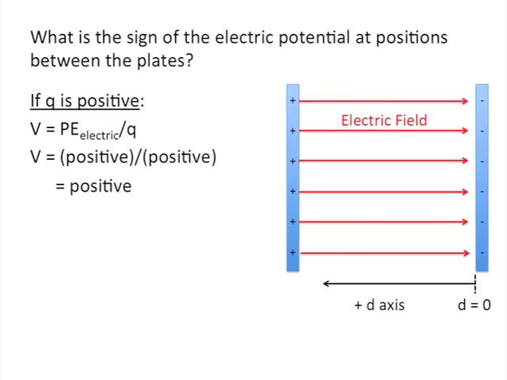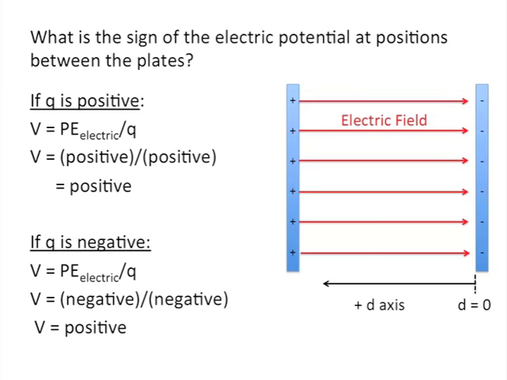Well, what if Q is negative? If Q is negative, the electric potential energy of that charge will be negative. The charge also will be negative. When you take a negative and divide by another negative, you get a positive number. So from this we can conclude that everywhere between the plates and at the positive plate, the electric potential has a positive value. So at the negative plate it's 0, everywhere else it will be a positive number.